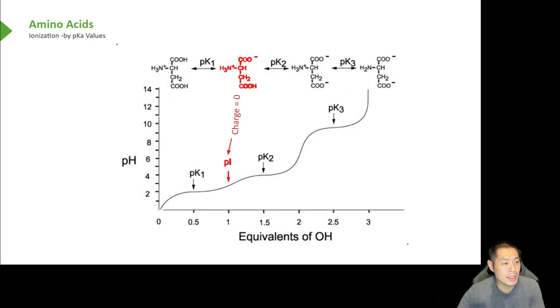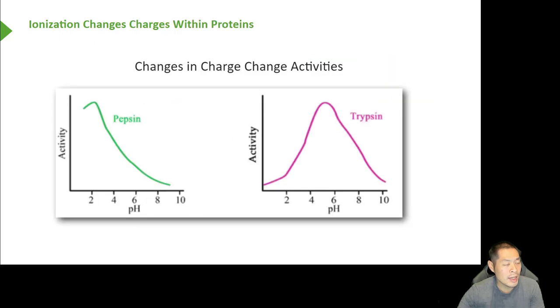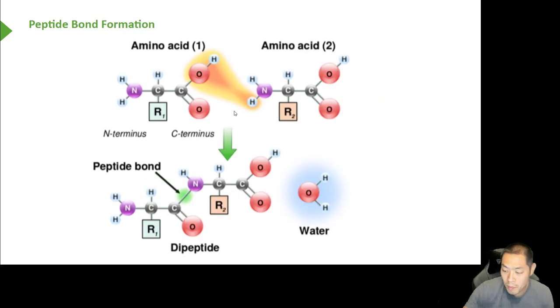Let me get back to the last one. And here, my last slide, I wanted to show you, we really don't care about this group. This is the carboxyl group, and this is the amine group, because when they make a peptide bond, they're not going to be positive or negative anymore. Now back to this slide.